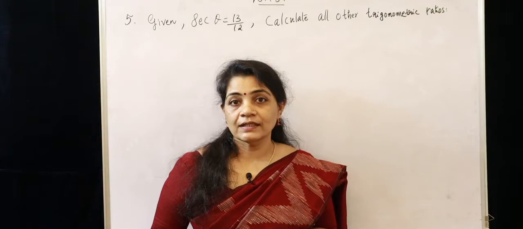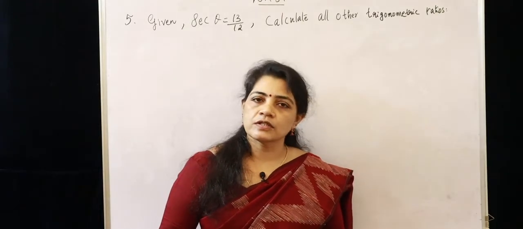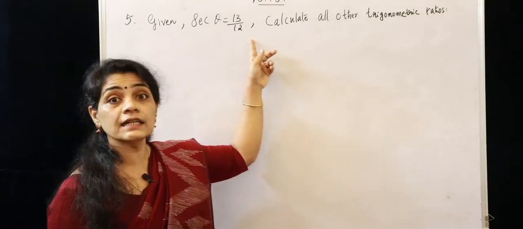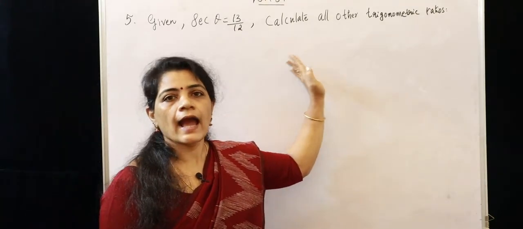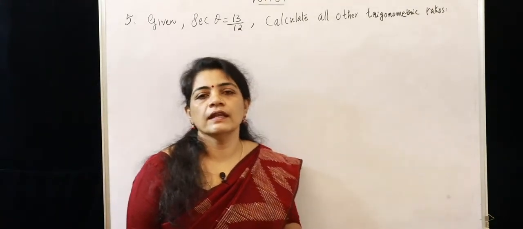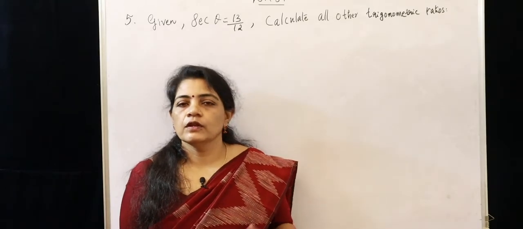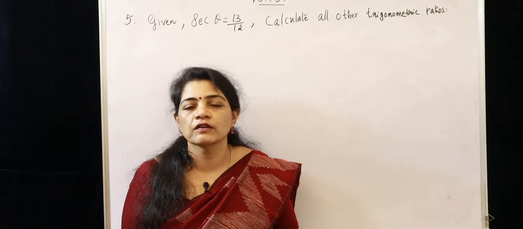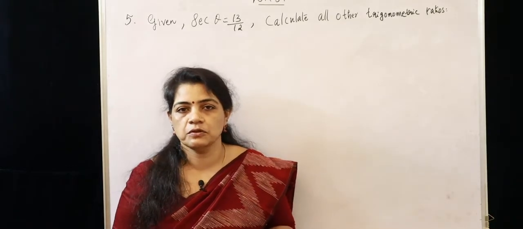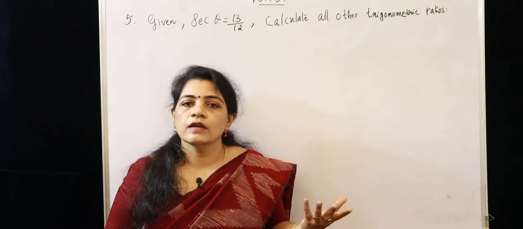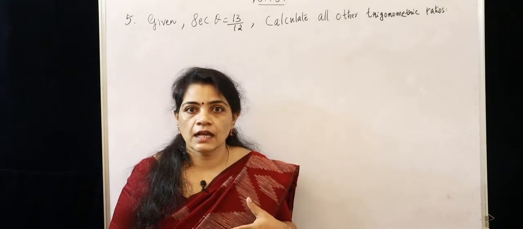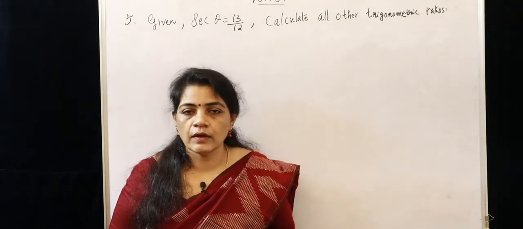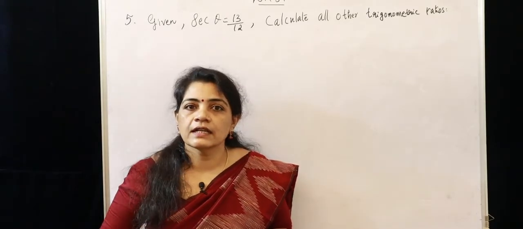Now we are solving the 5th question. In this question, we are given sec theta equal to 13 divided by 12, and we have to find all the remaining trigonometric ratios. We know that we have altogether 6 trigonometric ratios. That means we have to find the remaining 5 trigonometric ratios. And we first have to draw a right triangle, because we can define the ratios only for a right triangle. Okay. So what is given, children?